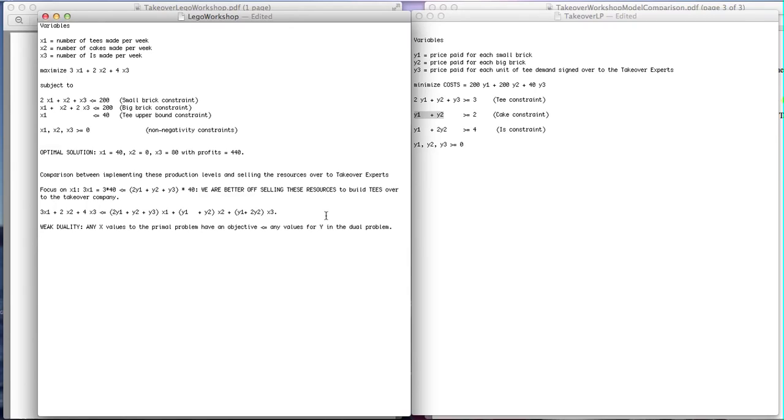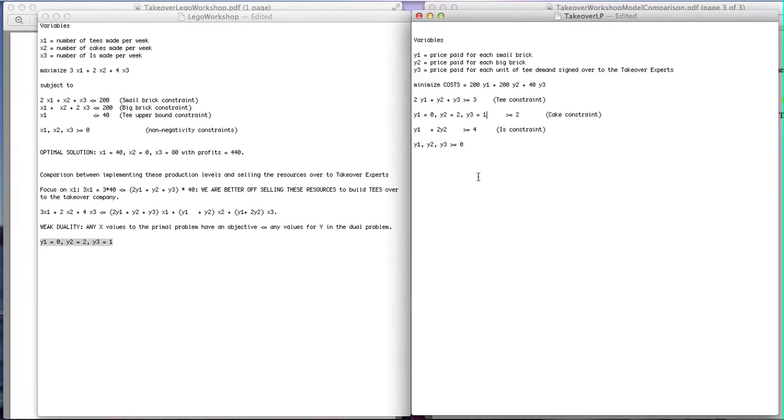We know that the optimal solution x1 equal to 40, x2 equal to 0, x3 equal to 80 results in total profits of 440. We can look at feasible dual solutions and see if they have an objective function of 440 or not. So let's look at a solution where y1 is equal to 0, y2 is equal to 2, and y3 is equal to 1. I'm just going to bring this over to the takeover problem.